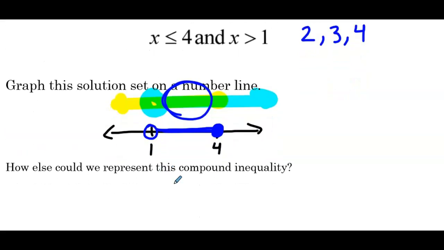Now, how else could we represent this compound inequality? Well, this gets back to that first slide. Instead of connecting it with an "and," can I rewrite this inequality as just a sequence of inequalities? So we can say that 1 is less than x, which is less than or equal to 4. That would be equivalent to x is less than or equal to 4 and x is greater than 1. Okay, so if you're asked to write a compound inequality, you can use either this or this.